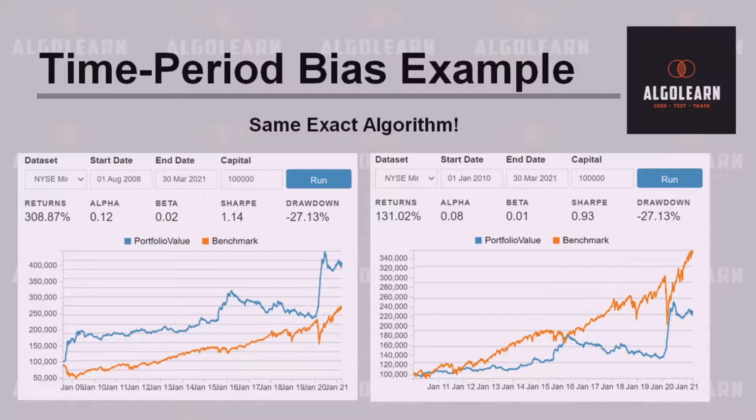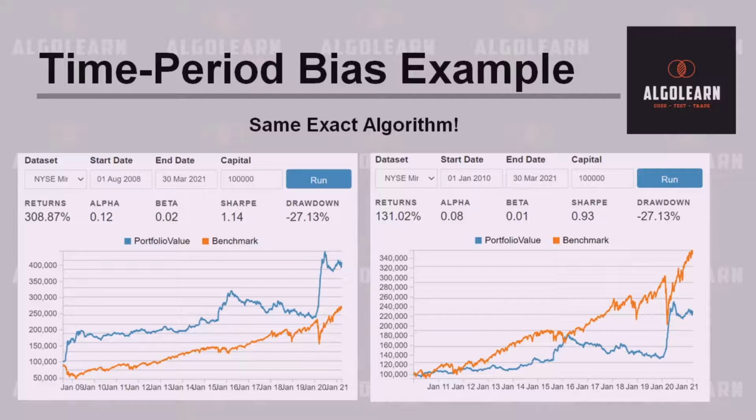And so here's a situation where I'm actually including a market condition, i.e. the Great Recession, but I'm really cherry picking, because here's the example on the left. You could see I'm starting August 1st, 2008, and I'm ending March 30th of 2021. So you can see the returns 300+%, Sharpe at 1.14 and a maximum drawdown of negative 27%.